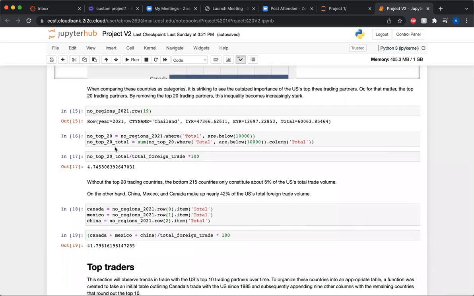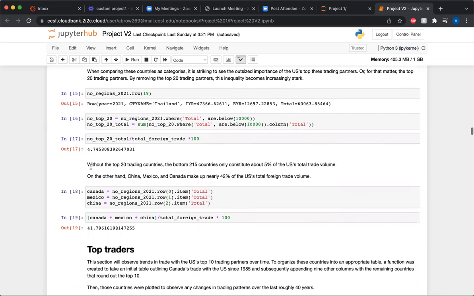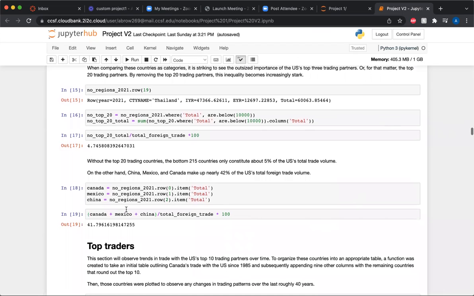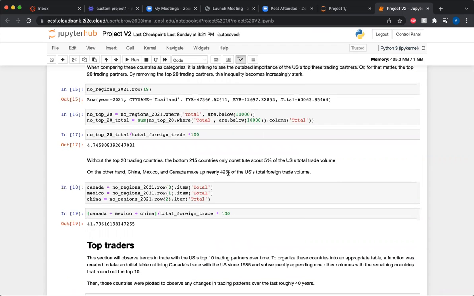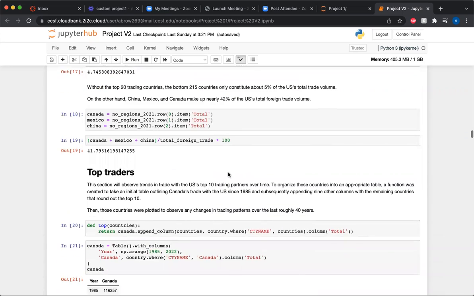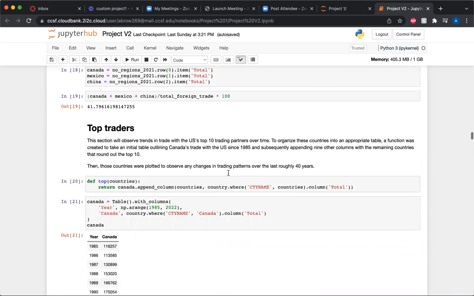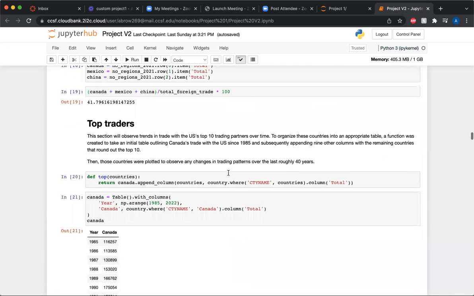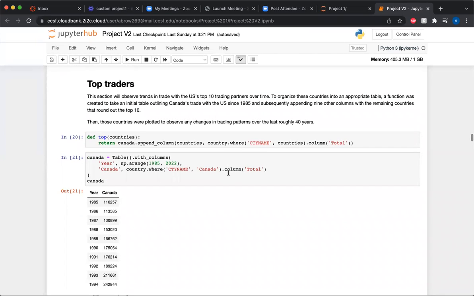And without the top 20 countries, actually, the rest of them, the rest of the 215 or whatever it is, make up only about 5% of US total trade. So I thought, that's kind of an interesting stat, whereas China, Mexico, and Canada make up about 42%, which is a huge amount. So it kind of shows a bit of global inequality there.